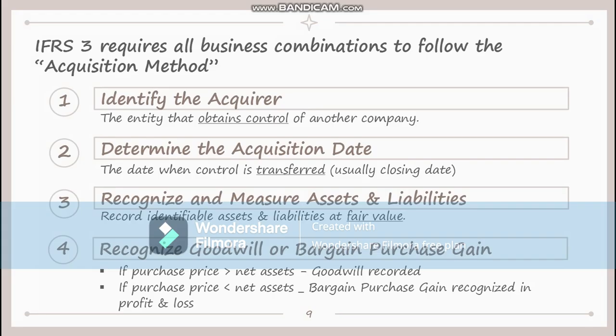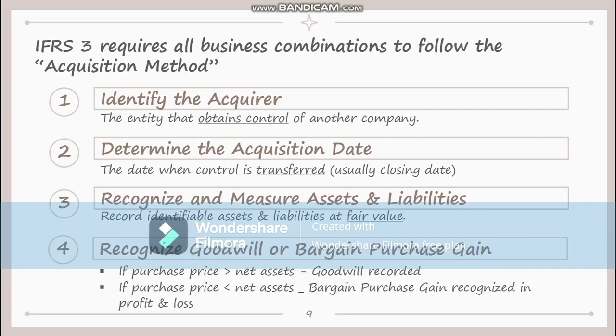This actually refers to the value of what the acquirer gives in return, such as money, shares, or other assets. Everything must be evaluated at fair value to ensure the financial records show the true worth at the time of the acquisition. Last step is recognizing goodwill or a bargain purchase gain. So goodwill is when the price the acquirer pays is higher than the fair value of the acquired company's net assets. So the extra amount will be recorded as goodwill.